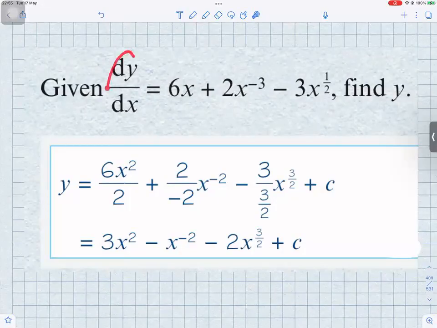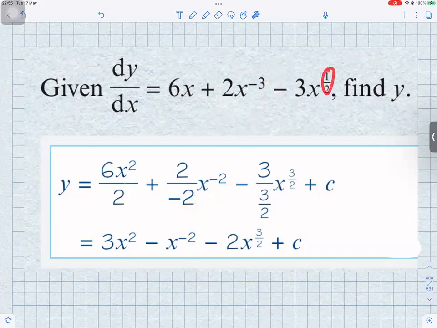Given that dy over dx is equal to 6x plus 2x to the minus 3 minus 3x to the power half, find y. So we need to find the integral. When we integrate, we add 1 to the power and divide by the new power. So this is 6x to the power 1. We add 1 to it, it becomes 6x squared, and divide by the 2. And this is minus 3. Add 1, minus 3 plus 1 is minus 2. And then you divide by minus 2.